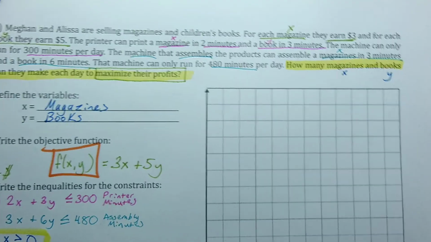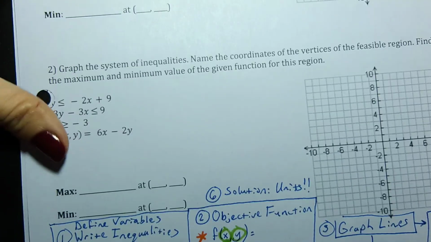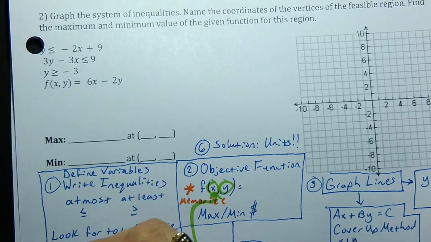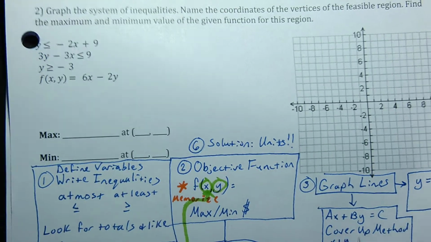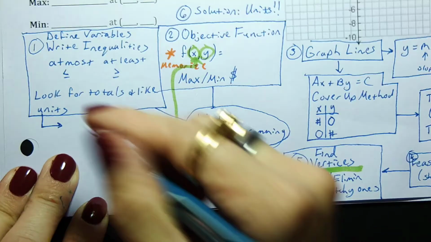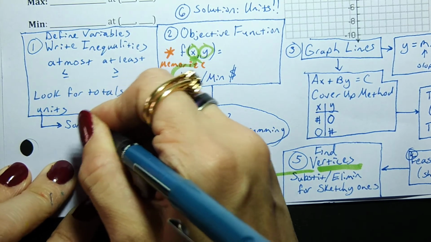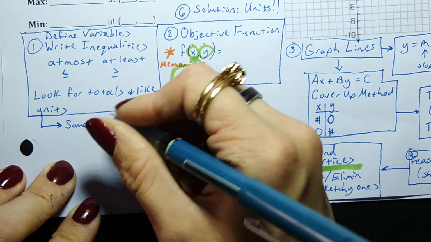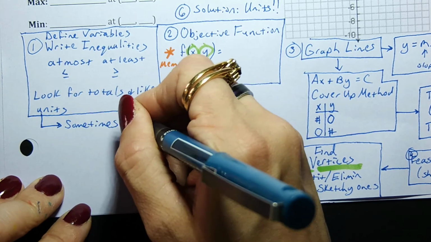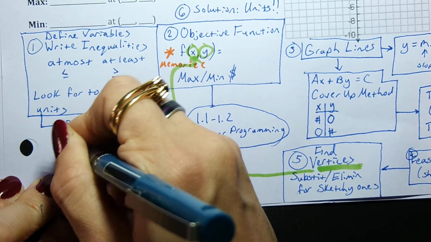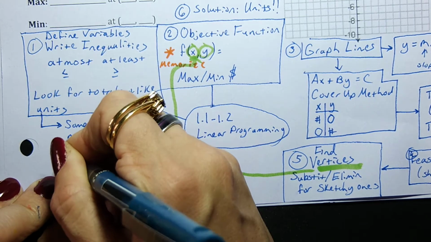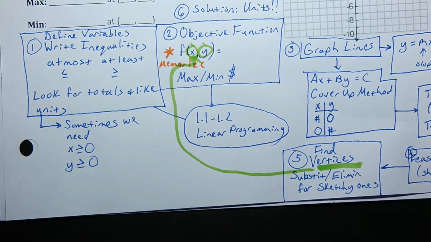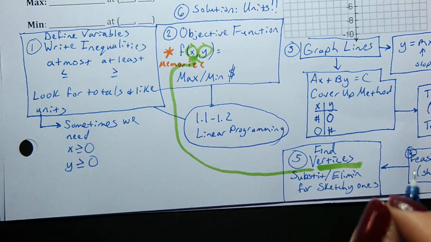So let's go ahead and add that to our flow chart on the front. When we write our inequalities, sometimes we will need x greater than or equal to 0 and y greater than or equal to 0. That's what keeps our stuff positive.